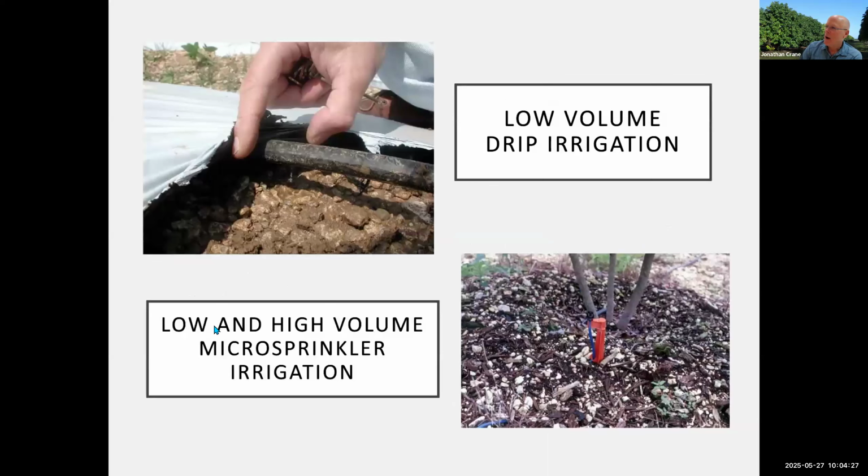Then we get into low and high volume micro sprinkler irrigation. And I'll talk a little bit more about that. And then, of course, low volume drip systems. And it depends on what you're growing and the type of soil you have which one of these systems might be more advantageous.